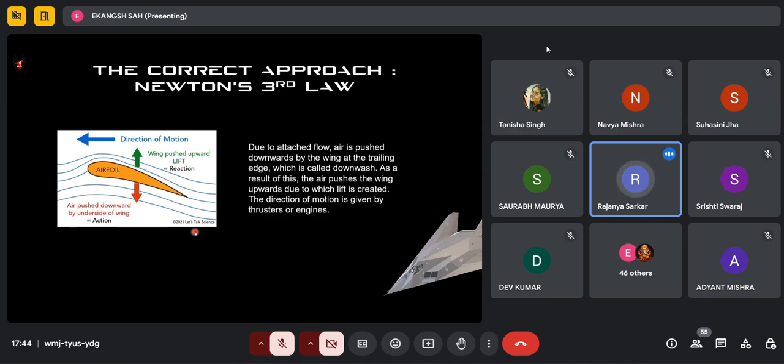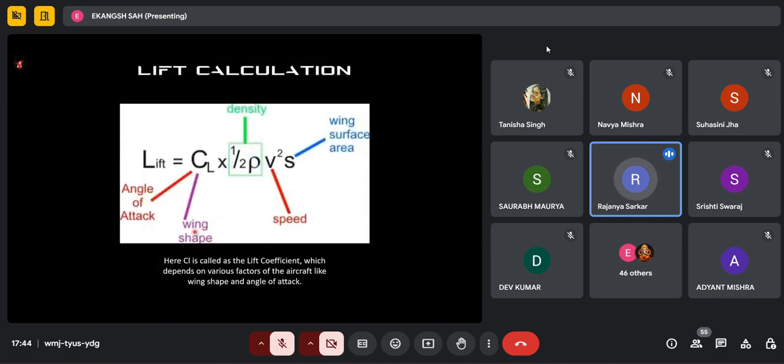Now, once we have defined the generation of lift, our next aim is to quantify it. In order to quantify the lift, we have the expression for lift, that is L equal to half rho V squared S CL, as we can see on the screen. Let's understand the terms one by one. Here, S is basically the wing area. V is the relative velocity of the wing, or in most general terms, we can say that V is the velocity of the aircraft.